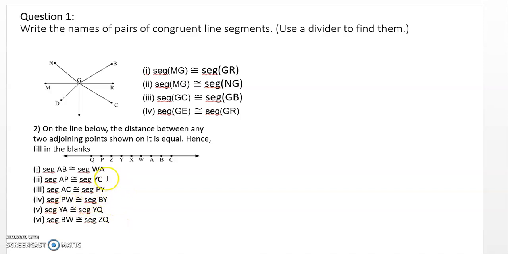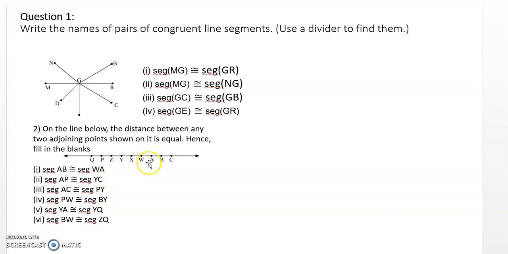Next it is PW. Now between P and W, how many points are there? 1, 2, 3, 4. 4 points are there. Now if we take with B, so 4 points: 1, 2, 3, 4. So the 4th point is Y. So BY. Like this. Now you can take from A also. So that is 1, 2, 3, 4. Then it will come as AZ. So like this.